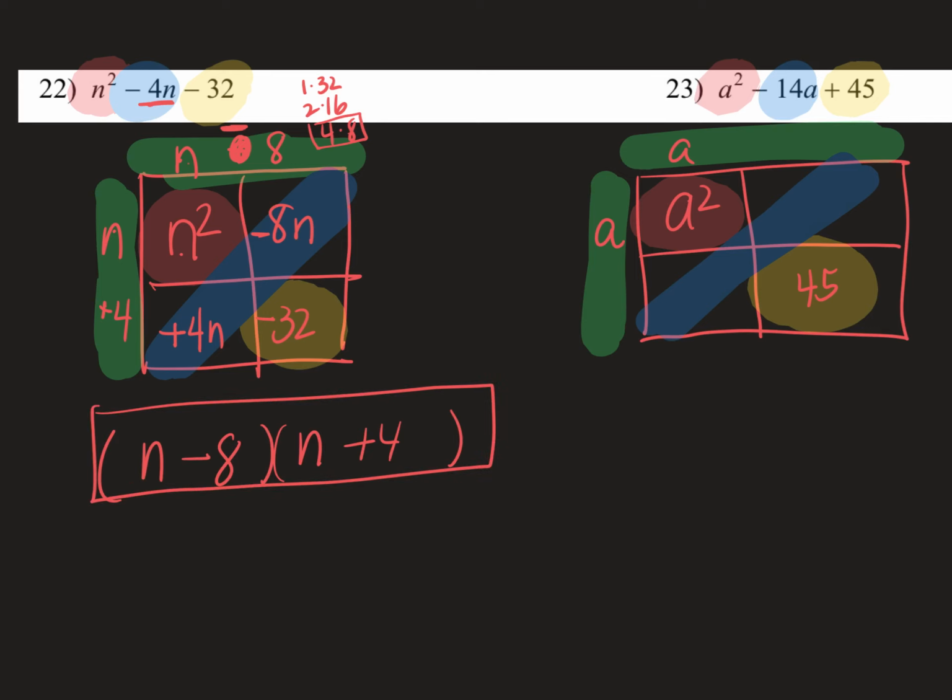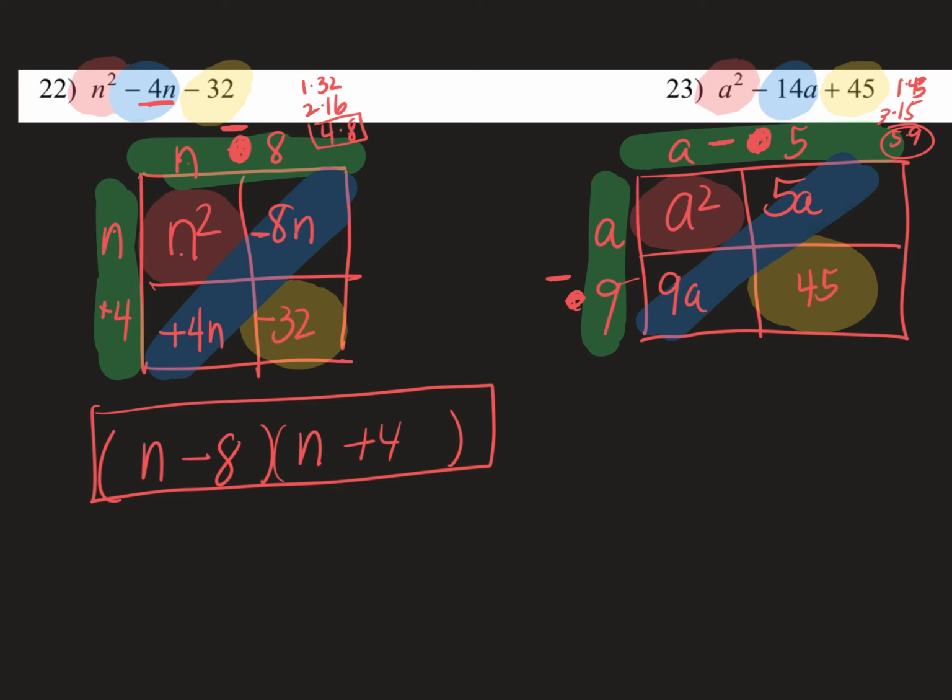Number 23. Multiply to give me 45. 1 times 45, 3 times 15, 5 times 9. I think these are going to be the ones that work. So if I put positive 5 and positive 9, this gives me positive 5a and positive 9a. Well, 9 plus 5 is not negative 14. So this is going to have to be a negative 5 and a negative 9, because negative 5 times negative 9 is still positive 45.